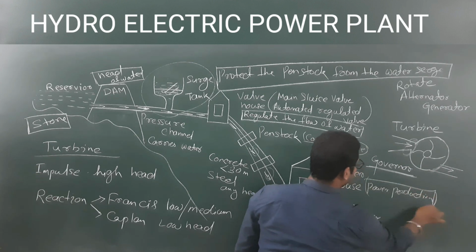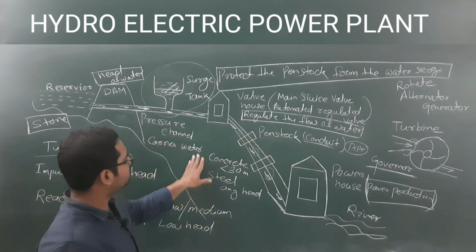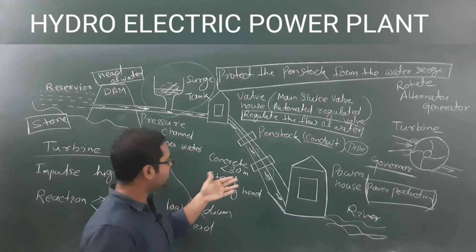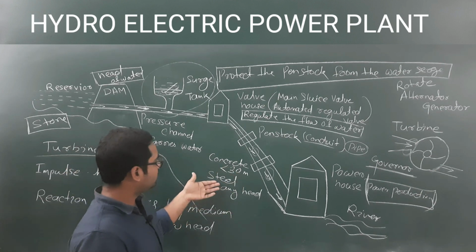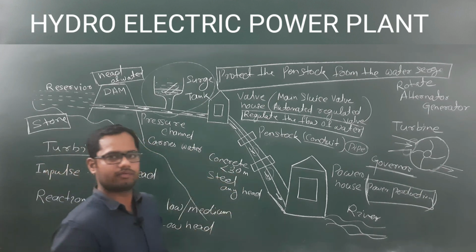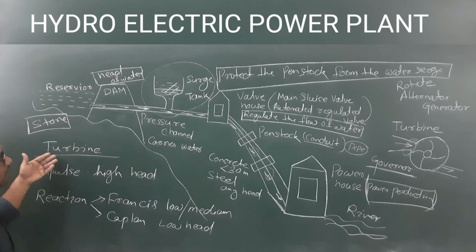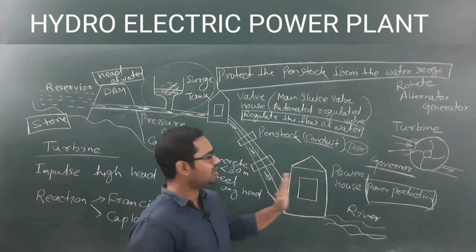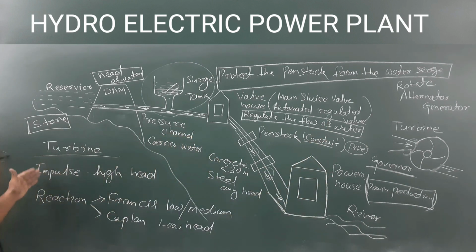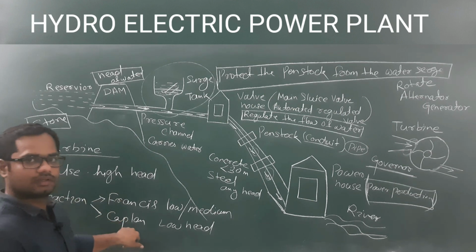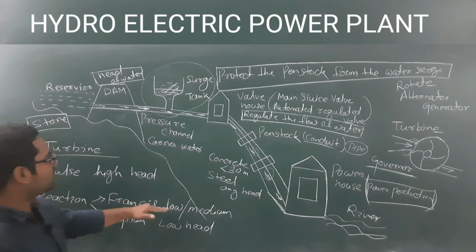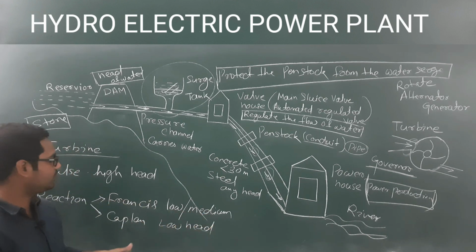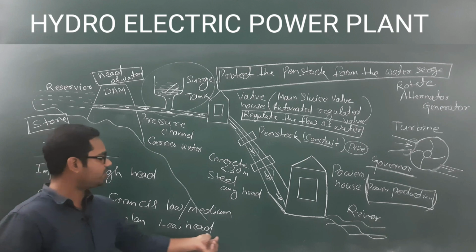Power house, here power production will be there, and the penstocks are of two types, concrete and steel. Concrete is used below the 30 meter head, and steel you can use for any head. Then the turbine: in the powerhouse, the alternator is present and the turbine is present, and the turbines are of two types. One is impulse, then reaction. Impulse turbine is used for high head. Reaction turbines are of two types: one is the Francis turbine, one is the Kaplan turbine. Francis turbine is for low to medium head, and your Kaplan turbine is only for low head.